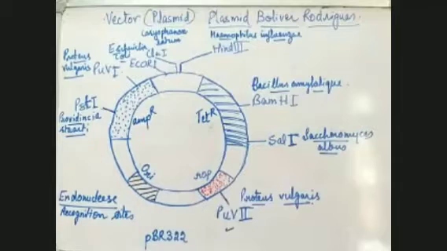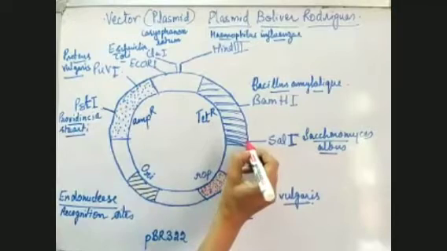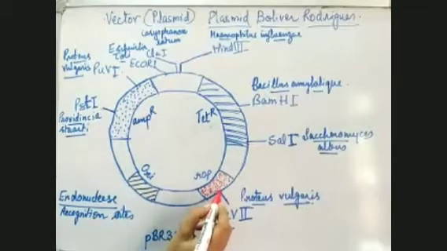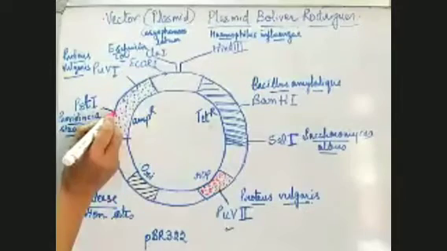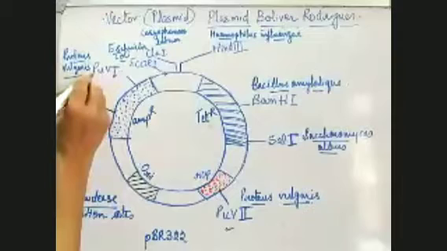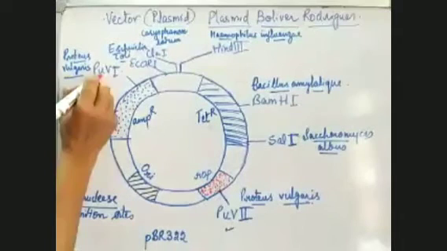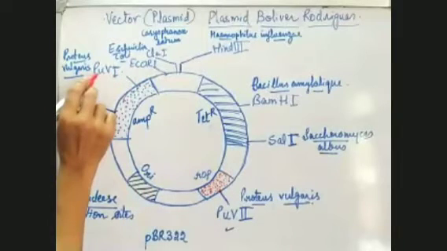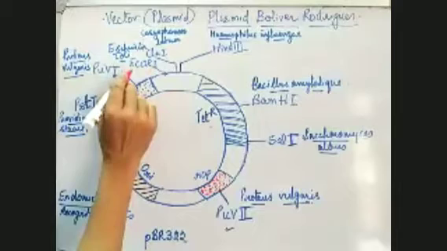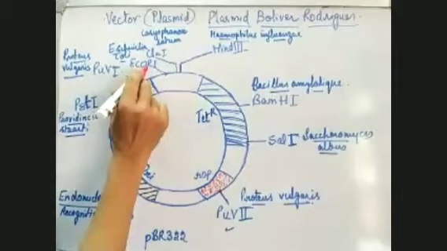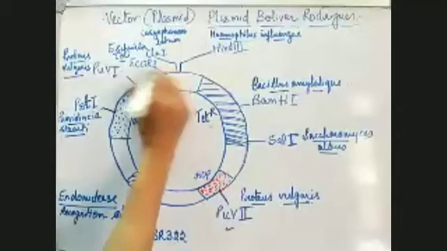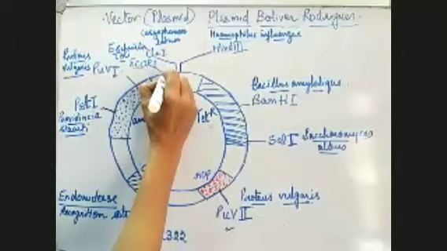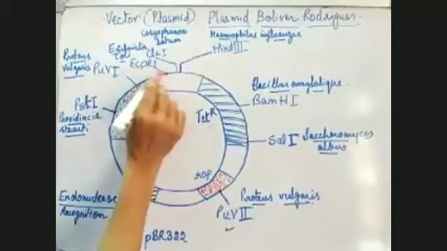I'll mark the recognition sites with red color. PUV2 can make a cut here. Then PST1, which is Providencia stuartii, can make a cut here. PUV1, which is Proteus vulgaris, this endonuclease can make a cut here. That means the recognition site of this endonuclease is this. ECOR1, that means Escherichia coli R1, this endonuclease can make a cut here. That means this is the recognition site of this endonuclease.